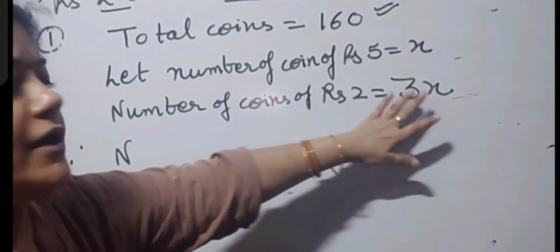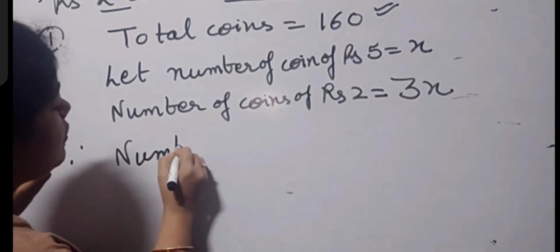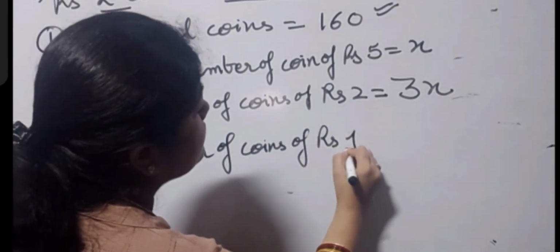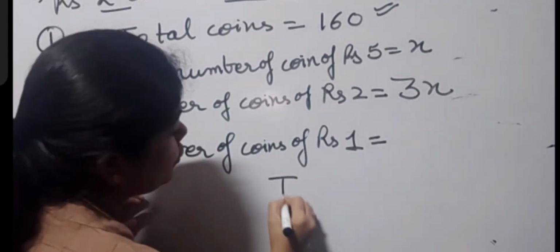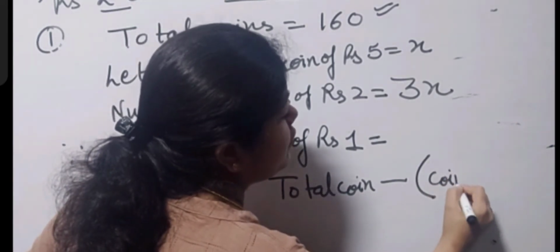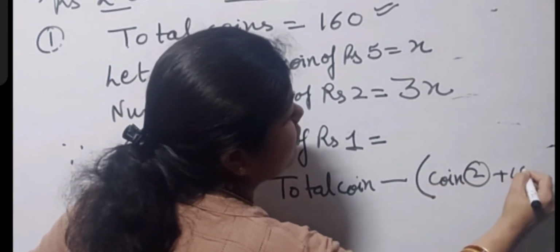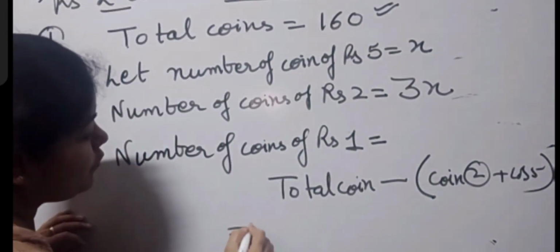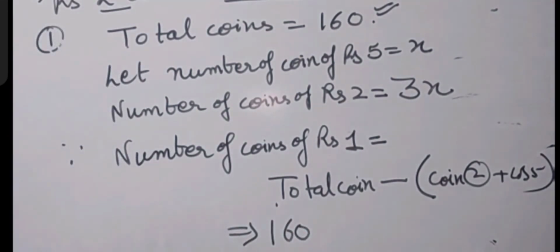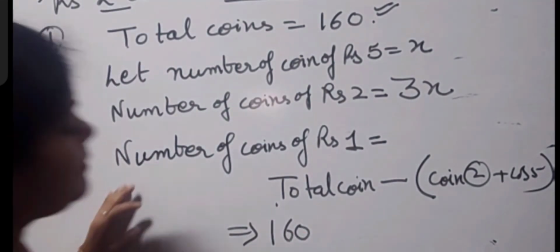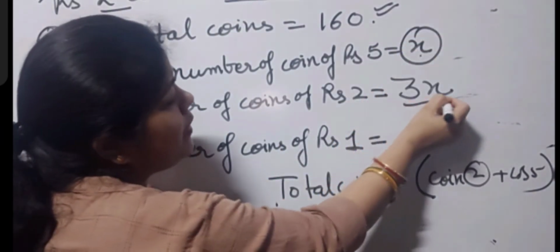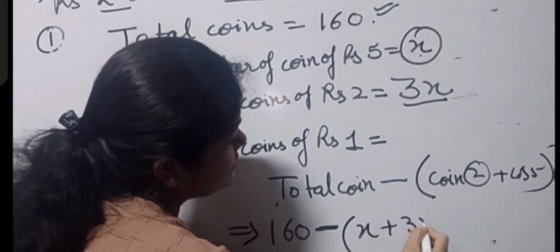So we get 3x. Now the number of coins of rupees 1 is what? Total coins minus coins of 2 rupees and coins of 5 rupees. So what are the total coins? 160, minus 5 rupees coins x, 2 rupees coins 3x. That is x plus 3x.